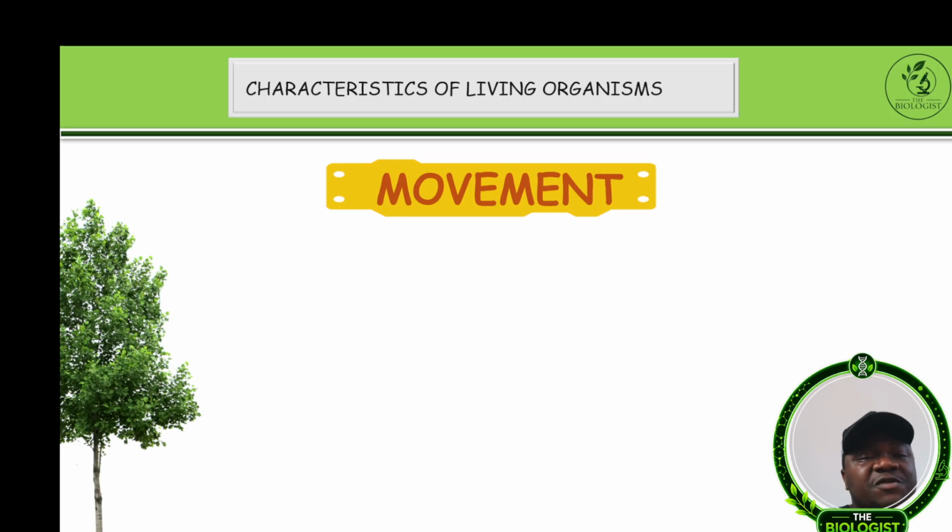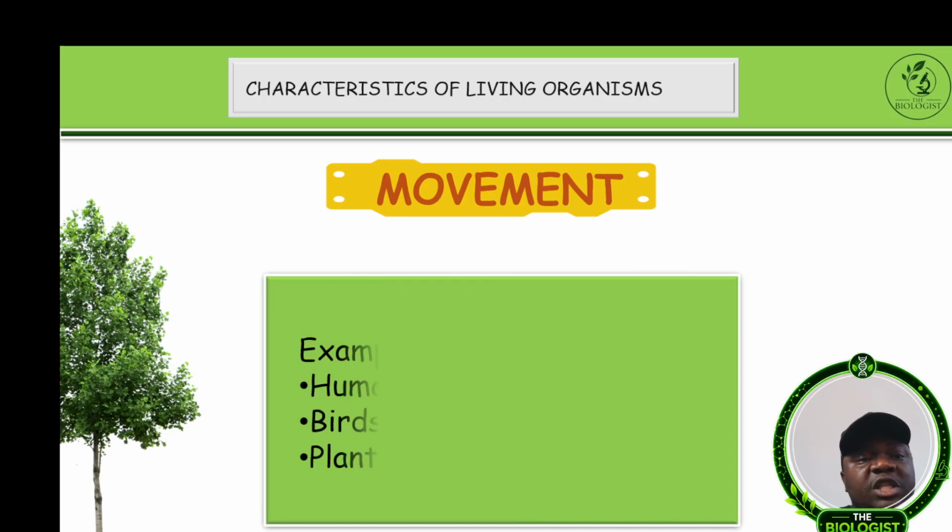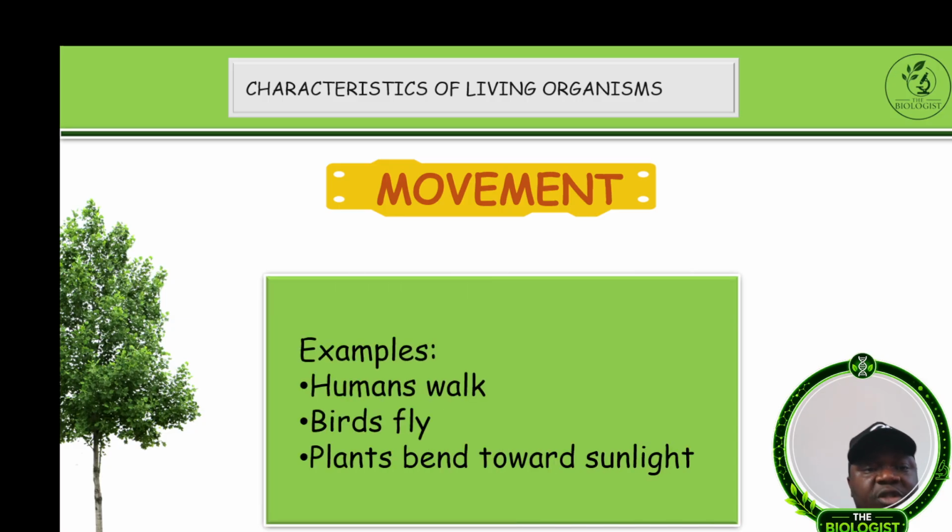So movement is a very important aspect of living things. An example is that humans walk, birds fly, and plants bend towards sunlight. Plants depend on sunlight for photosynthesis. So the area where the light is coming from, the plant tends to bend in that direction so that it can trap the sunlight energy for them to survive.